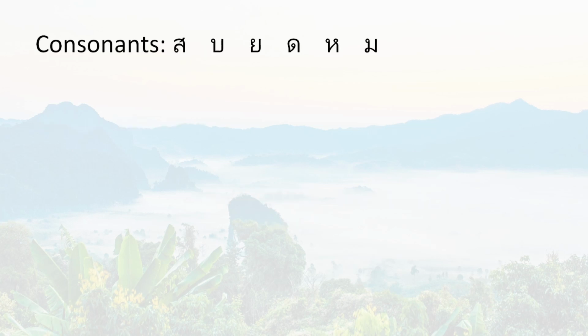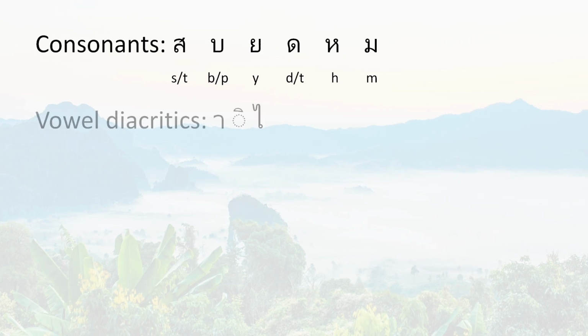In the next word we have an S or a T, a B or a P, a Y, a D or a T, an H and an M. The vowels are an A, an E and an I.